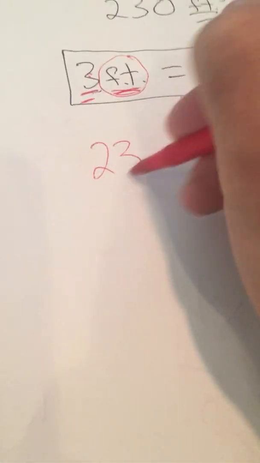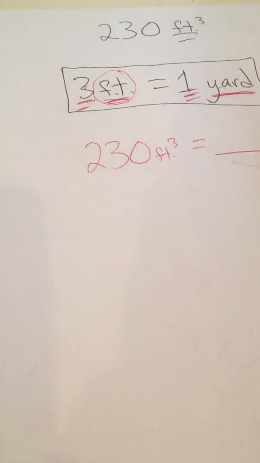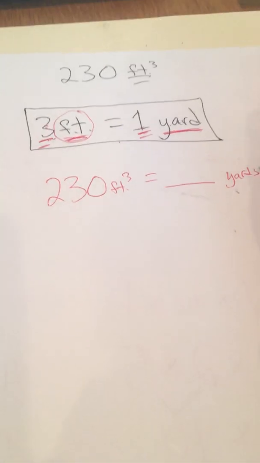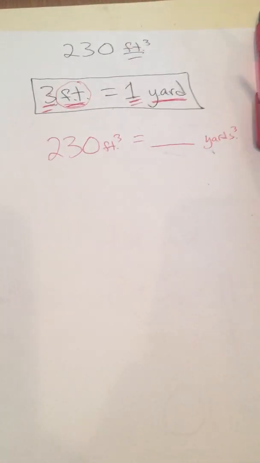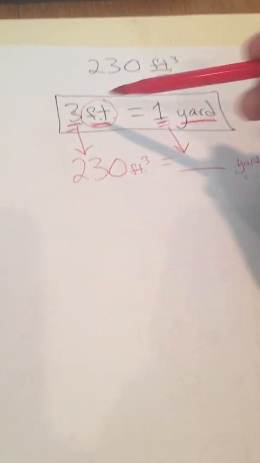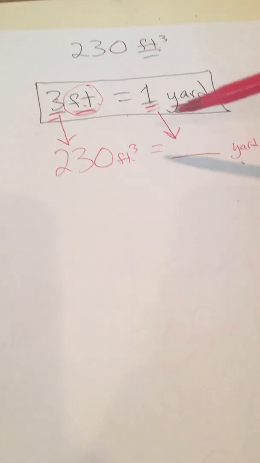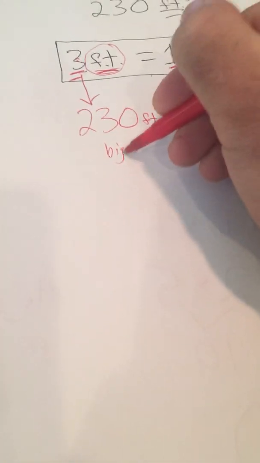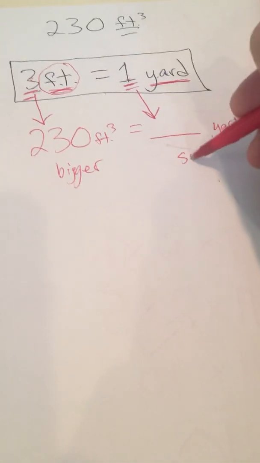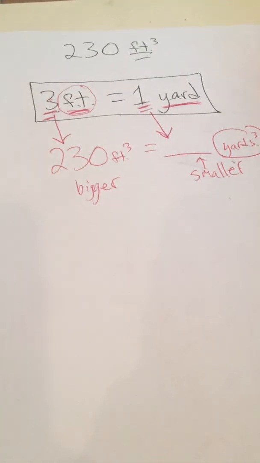So what we're going to do, we're going from feet, which we have 230 cubic feet, to how many cubic yards? And that's what we're solving. What's important to know is that that number, 230, needs to be bigger than the number of yards, because 3 feet equals 1 yard. So this number of cubic feet needs to be bigger than this number of cubic yards, because yards are a bigger unit, so you need a smaller number of them.